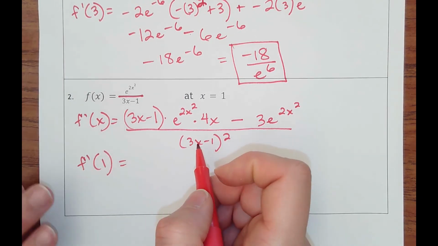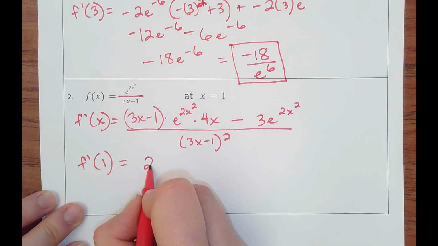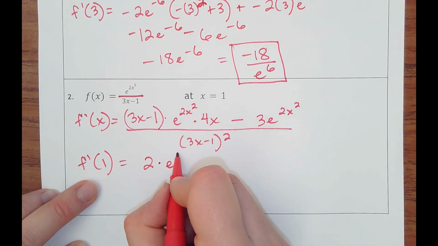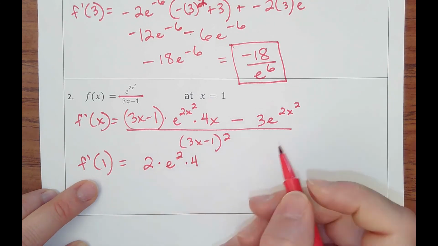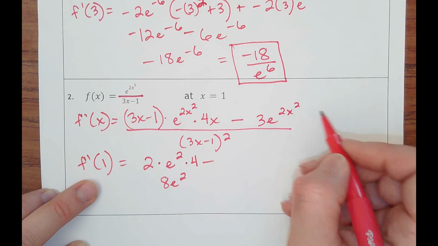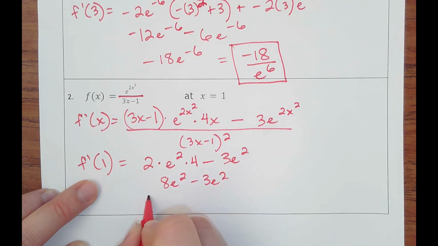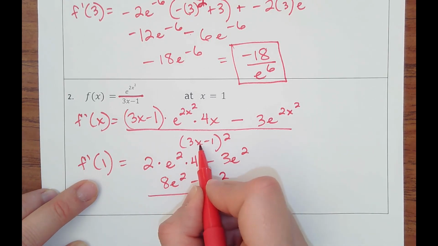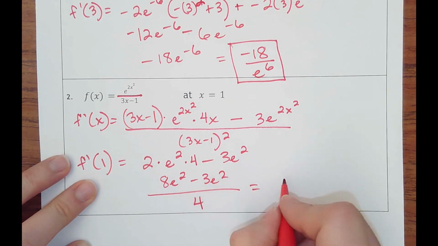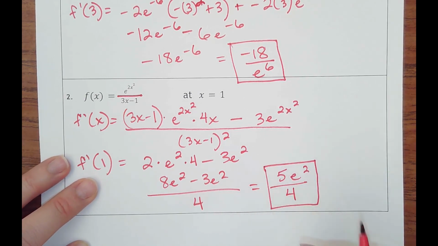So at least they gave us a nice number. 3 times 1 is 3. 3 minus 1 is 2 times e to the 1 squared is 1 times 2 is 2 times 4 times 1 is 4. So that'll be an 8e squared. 1 squared is 1 times 2 is 2, so that'd be a 3e squared. 3 times 1 is 3 minus 1 is 2. 2 squared is 4. I can put these together since they're both e squared. 8 minus 3 would be 5. E squared over 4. So it's not too bad.